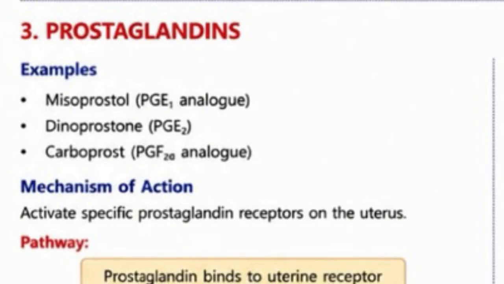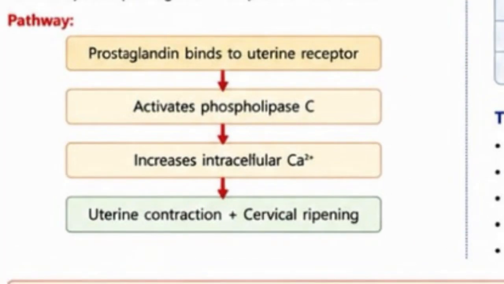Yeah. So there are three classes here. We have PGE1 analog, which is misoprostol. We have PGE2, which is dinoprostone, and we have carboprost, which is PGF2 alpha. So what do they do? They always do the same thing, like prostaglandin. Prostaglandin is gotten from arachidonic acid, so it's simple. Arachidonic acid. So when it's coming, what does it do? It binds to the same receptor, which is the prostaglandin receptor. So when it binds, what happens?